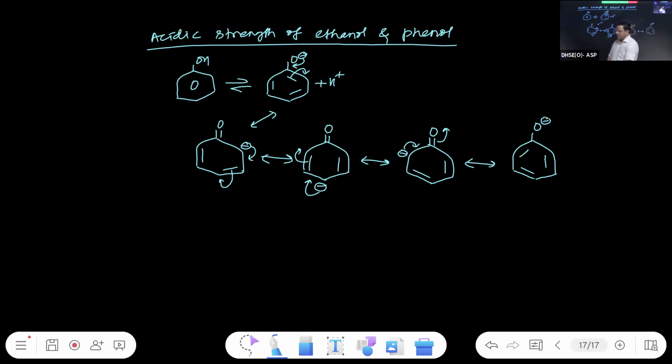All right. Plus I and plus R, the positive effects, decrease the acidic strength of phenol, whereas minus I and minus R increase the acidic strength of phenol.